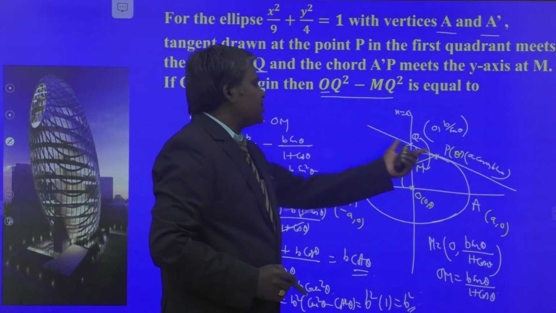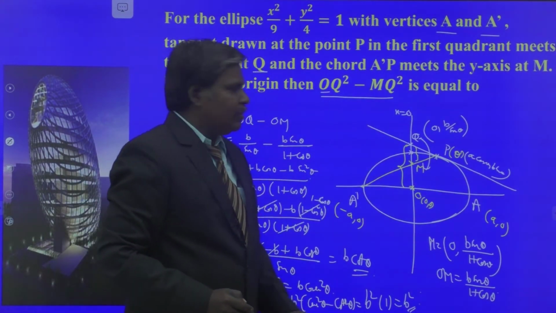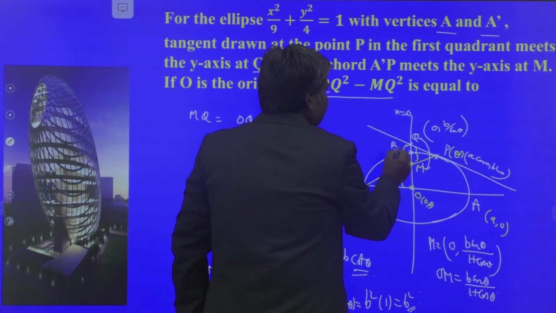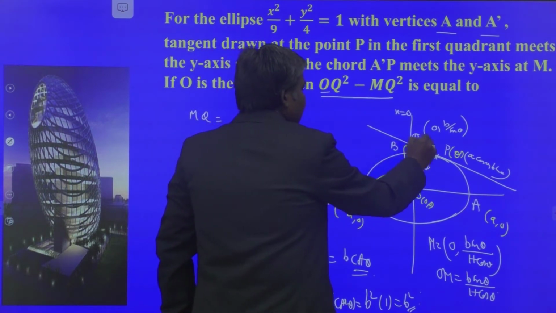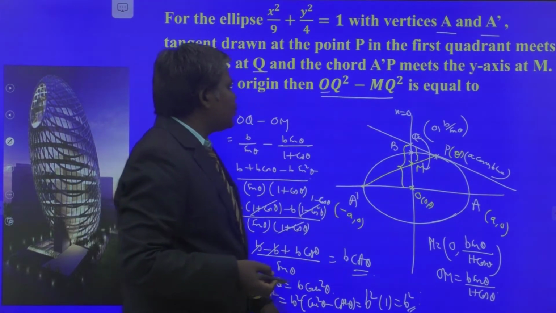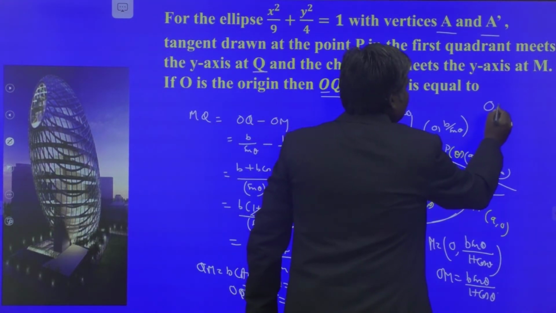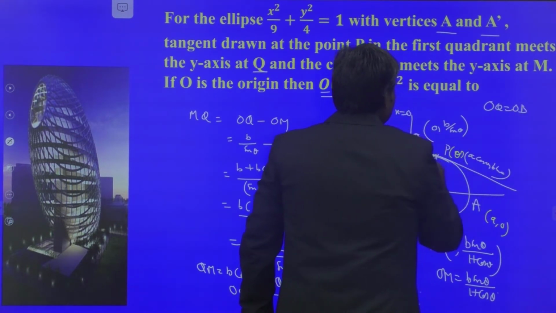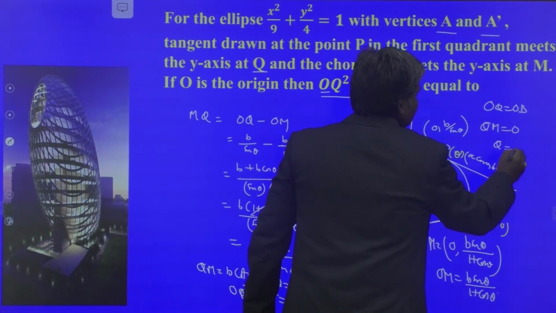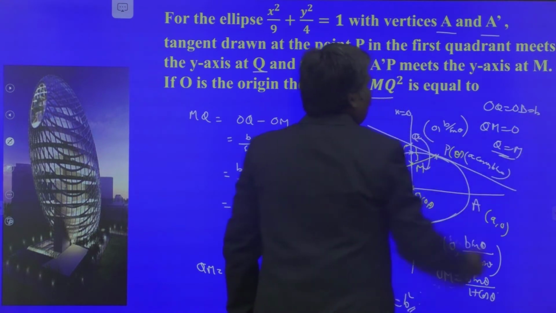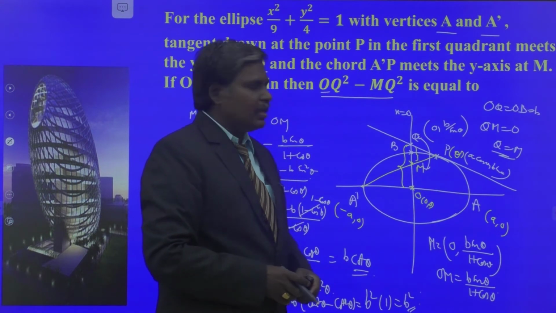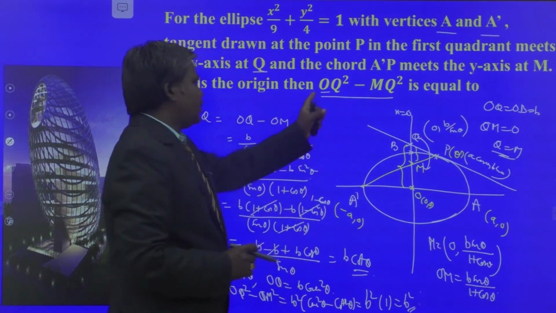So by taking the special case itself, we can crack this within a minute. Instead of a general P, take the point P as your B. Then Q and M are coincident. Therefore, the distance QM is equal to 0 and OQ is equal to OB. Since Q equals M at that time, this is b. So OQ square minus QM square is b square minus 0 square, that is b square.